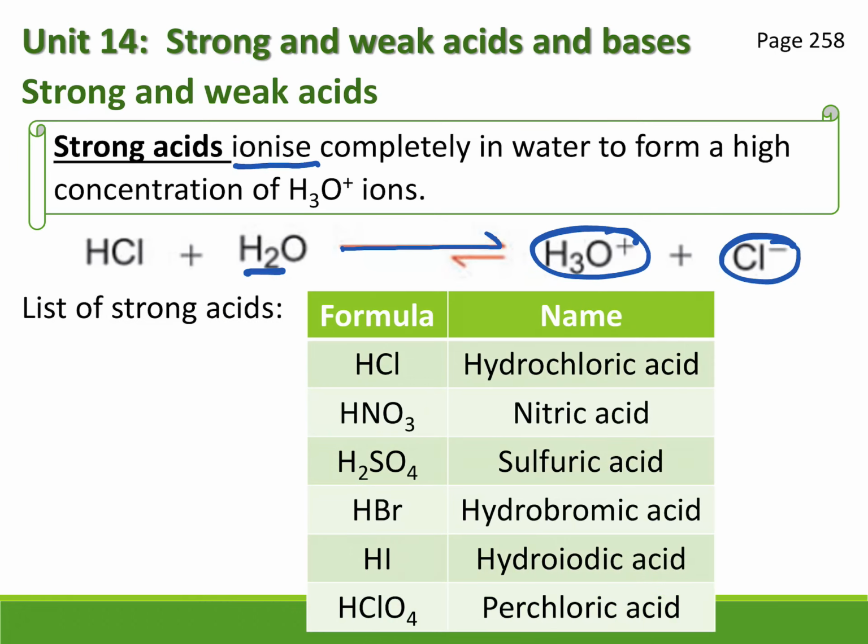Now we have a list of strong acids. You must learn this list, okay? You must know these. If you get given an acid and it doesn't fit one of these 6, then it's a weak acid, okay? They're not going to ask you to identify an acid you've never seen before as strong or weak if you haven't done a pH calculation, for example. It's all stuff you need to get from here, okay?